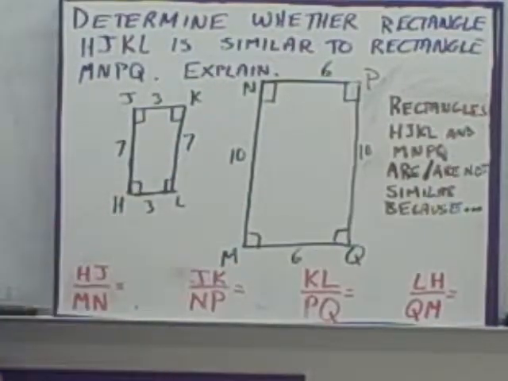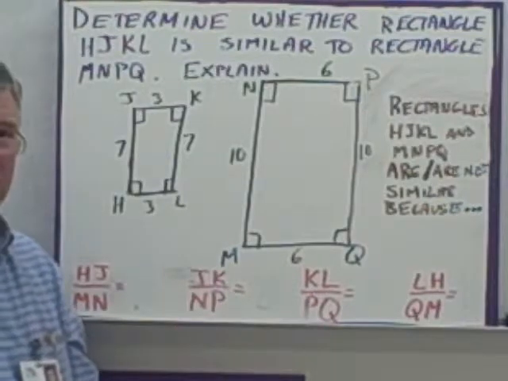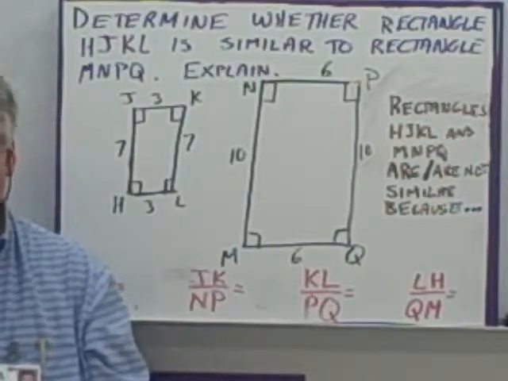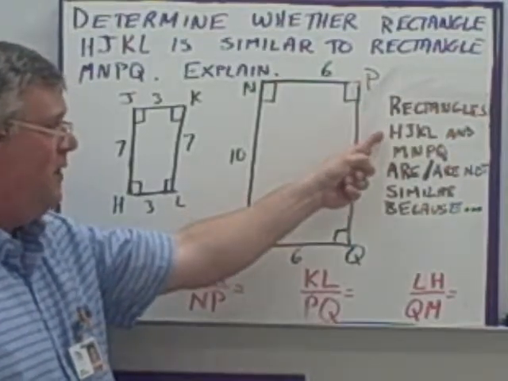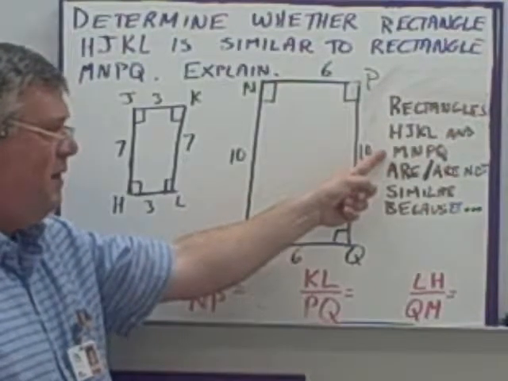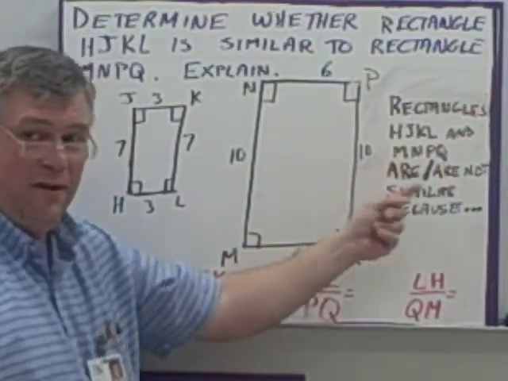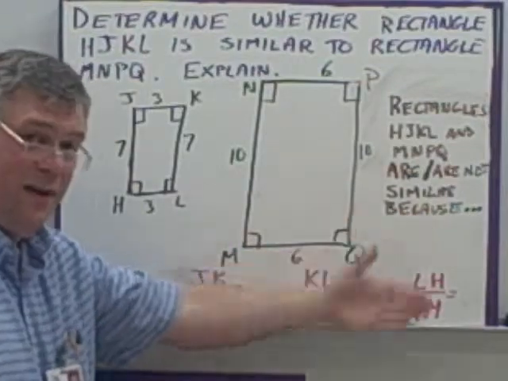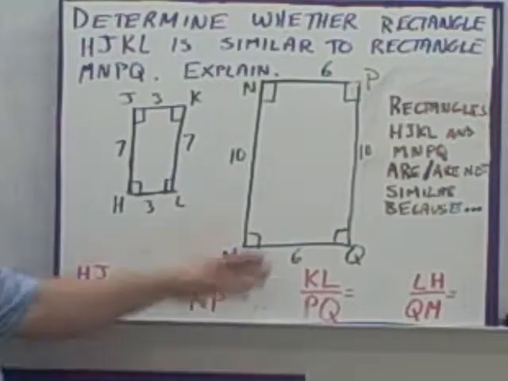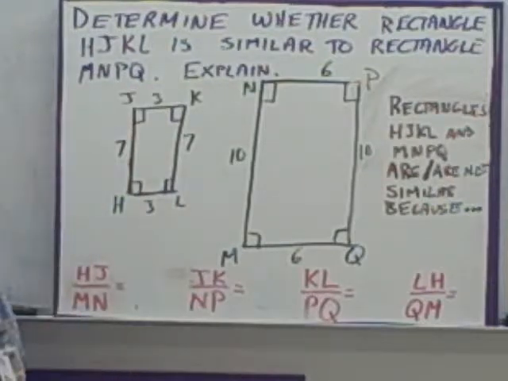Okay, determine whether the rectangle HJKL is similar to rectangle MNPQ. Explain. Since it does say explain, we should know by now that that means there needs to be a full sentence answer. I've already started the full sentence answer here. It says rectangles HJKL and MNPQ are not, I'm going to have to choose whether they are or are not similar because, and I'll fill in the blank there. That's a good way to answer this type of question using a full sentence.